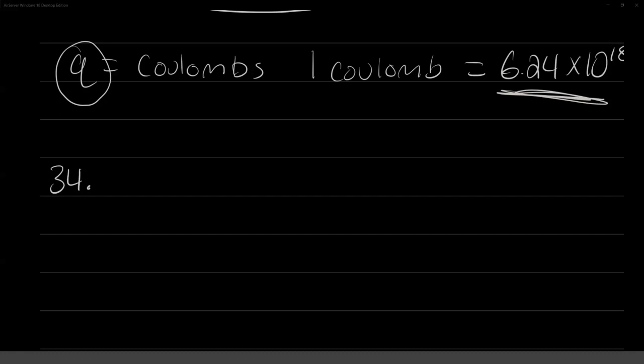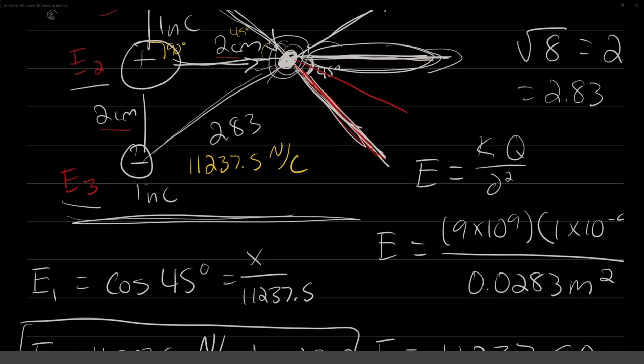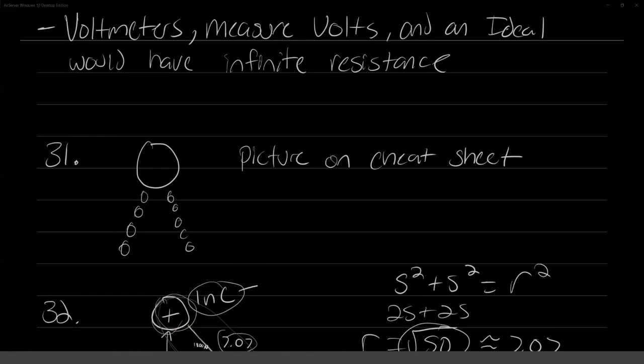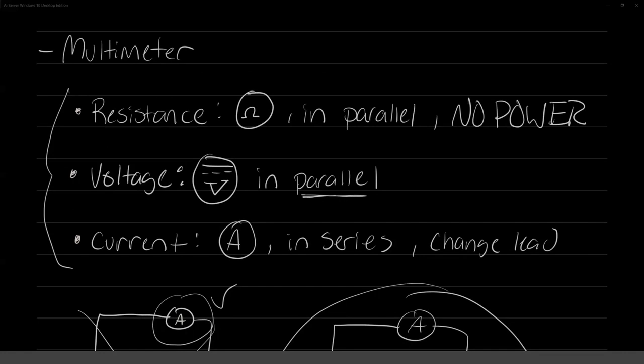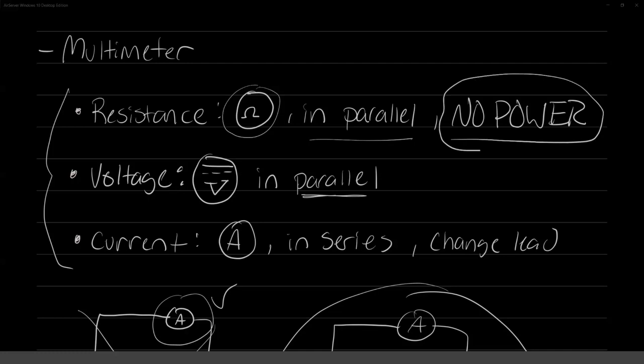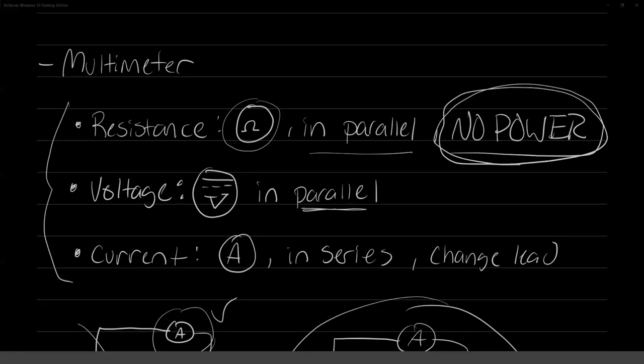34. How to use a multimeter. I think we talked about that earlier, so let's see if I can find it. We said that resistance is indicated by this symbol. You have to measure it in parallel with no power. That's the big thing with resistance for sure. No power. So if you wanted to draw that in a circuit with a resistor, you'd hook up your ohm meter, something like that, right?